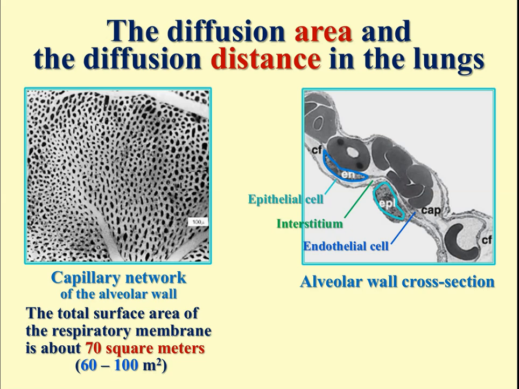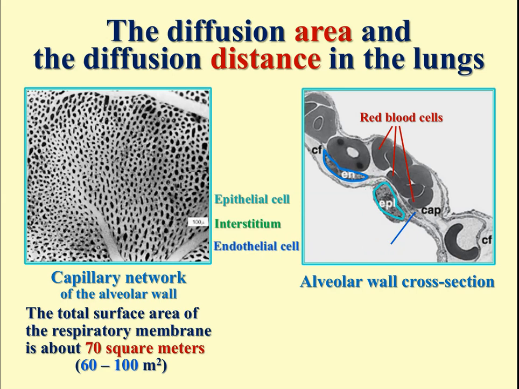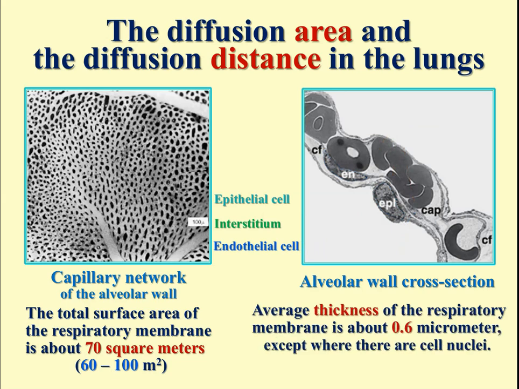Generally the cells are very thin and flat, and they represent a very short distance for oxygen molecules to pass. Red blood cells are located inside, very close to the walls, so oxygen goes easily through these three layers: epithelial cells, interstitial space, and endothelial cells. Oxygen should pass through this short distance. The average thickness is considered to be about 0.6 micrometers.